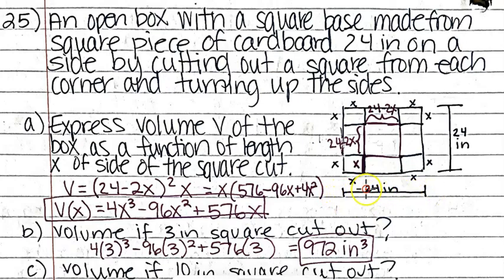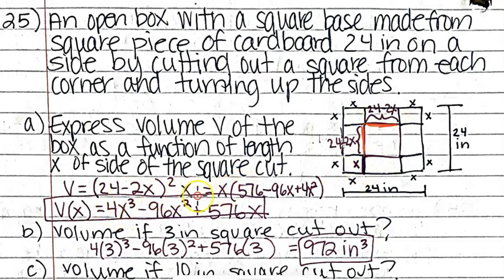If this whole side was 24, then that means that both of these sides here that I've kind of put the little braces around, the whole thing was 24. I've taken away 2 x's. So that's where 24 minus 2x comes from. The height of the box when you fold it up is this x length that was cut. So volume is going to be length times width times height. 24 minus 2x times 24 minus 2x times x.